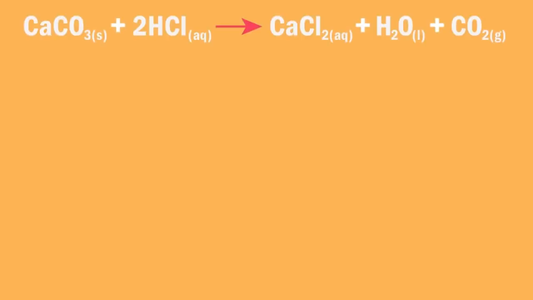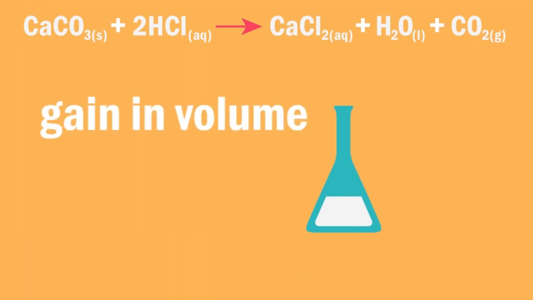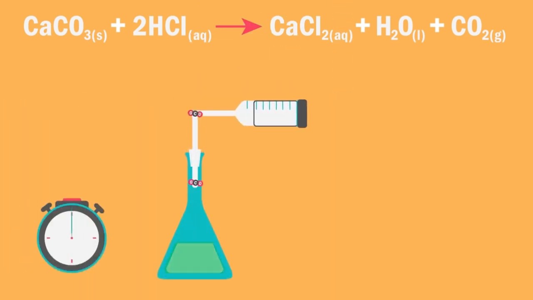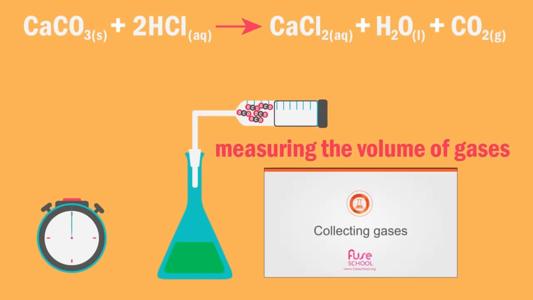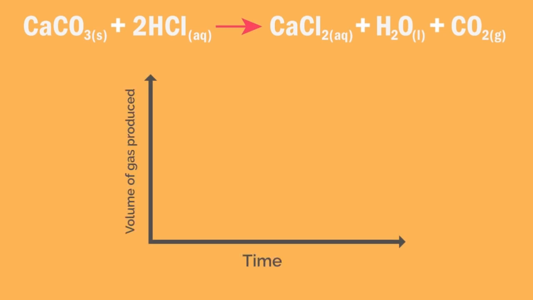Consider the same reaction. Instead of measuring the loss of mass of the reactant, we can measure the gain in volume of the product, carbon dioxide, using an apparatus like this. You can watch our video on measuring the volume of gases here. This time we plot a graph of volume of gas produced against time. The graph looks like this.